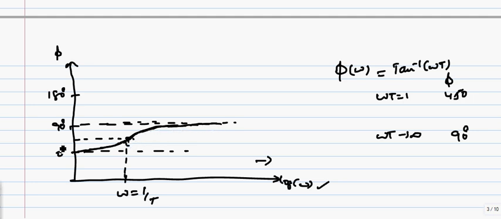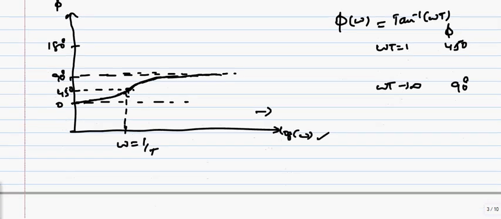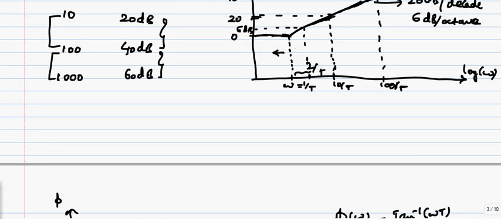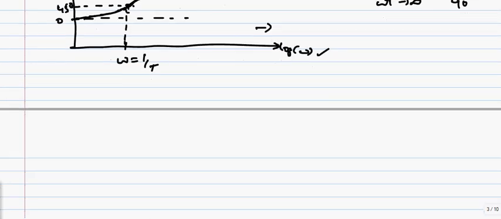It will be 45 degrees when omega equals 1 by t, it is approximately 0 for very small values of omega, and it tends to plus 90 degrees, as it is a zero in the case of phase. We have seen previously that omega equals 1 by t is known as the corner frequency.